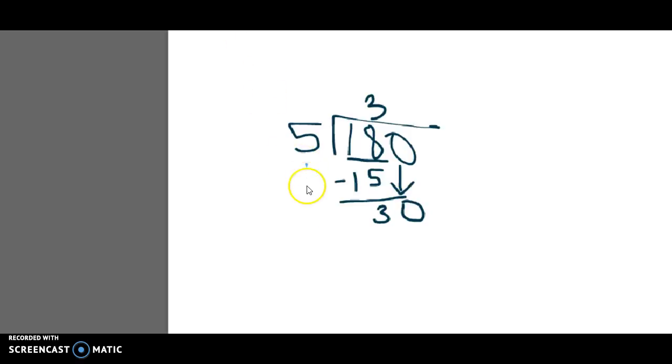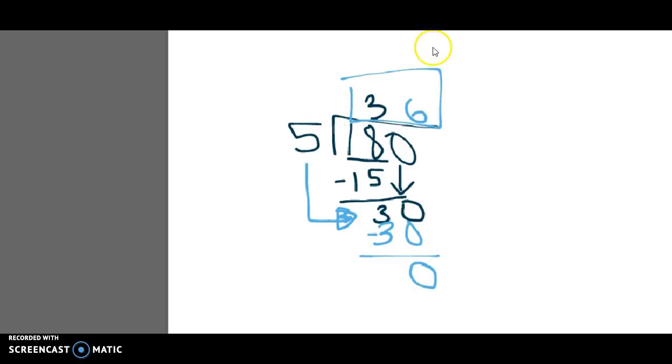Then we have to repeat. How many times can 5 go into 30? Or 5 times what is going to equal 30? We're going to say that's a 6. So 5 times 6 is going to be 30. And 30 minus 30 we know is going to be 0. So our number right here is going to be 36.